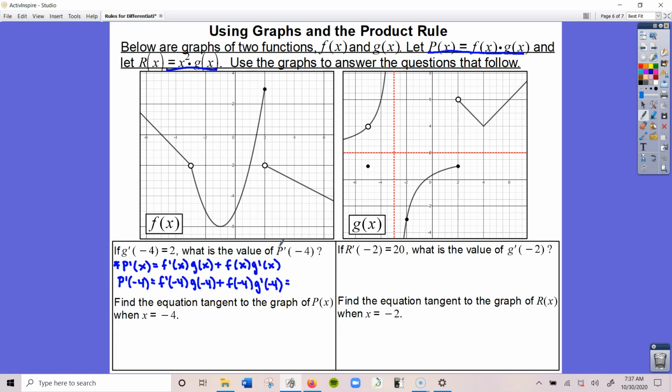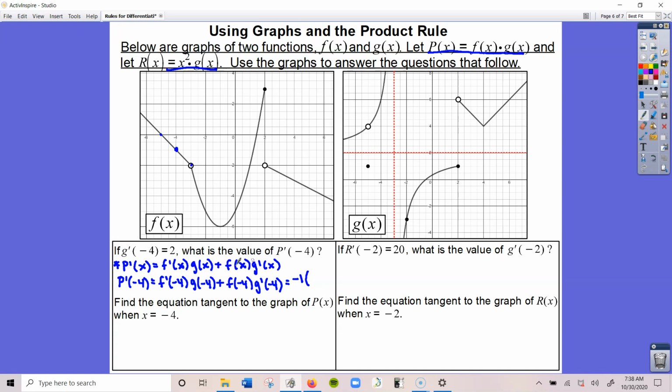F prime of negative 4. Now I have the graph of my function, not the derivative. However, here is negative 4 on f of x. This is a line, and in order to find f prime, I would need to find the slope of that line. So you can choose 2 points on either side, and we can just determine the slope. When I check it out, I see that the slope of this line, I'm going down 1, right 1, down 1, right 1, etc. the whole time. So that means that the slope is negative 1. So f prime of negative 4 is equal to negative 1.